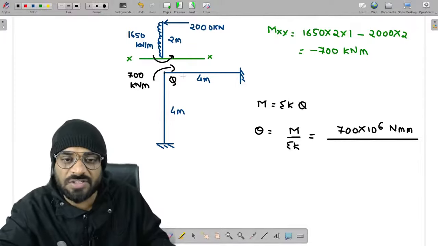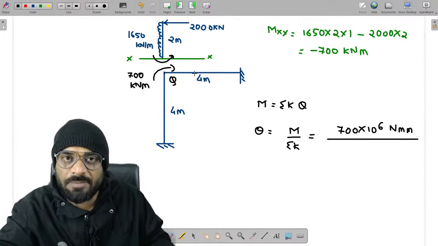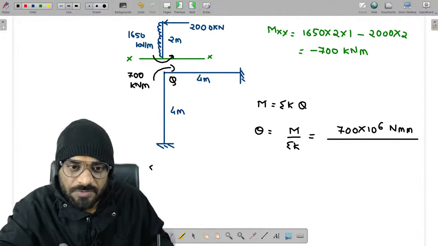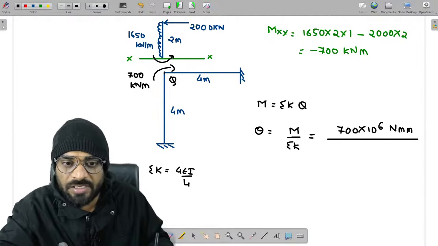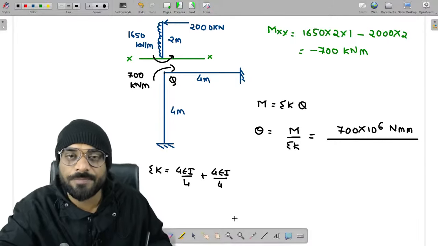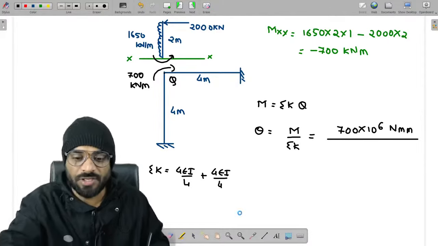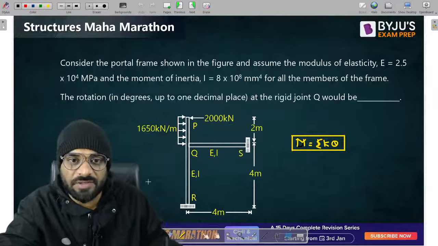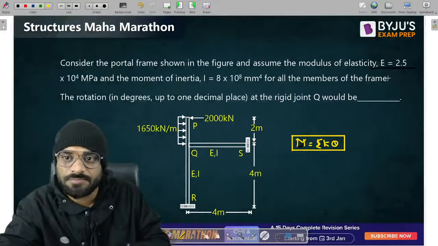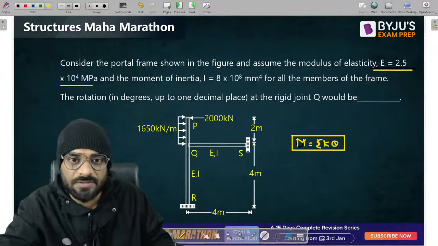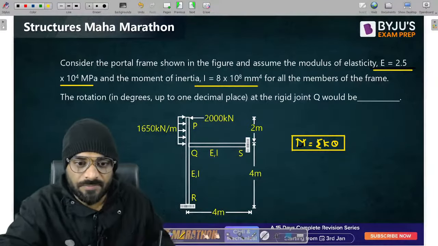What is the sum of stiffness at this junction? 4 EI by L and 4 EI by L. So sum of stiffness is 8 EI by L. L means 4. Getting a point? Okay. The value of EI is already given. E is this, and I is this.